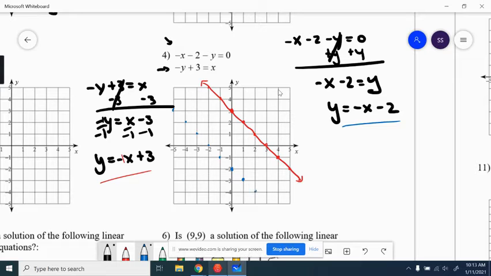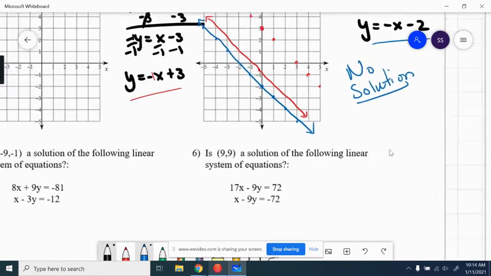Sorry, not -1/2, -1. And there we go. So we have two parallel lines because they have the same slope. And remember, the solution is where these lines intersect, and parallel lines never intersect. So the answer here is no solution. Okay.